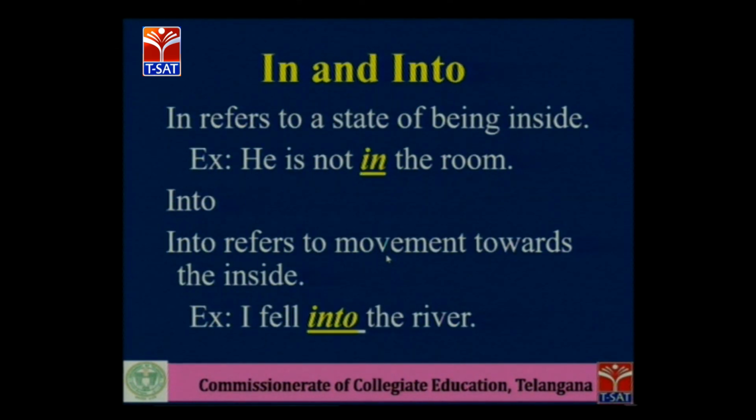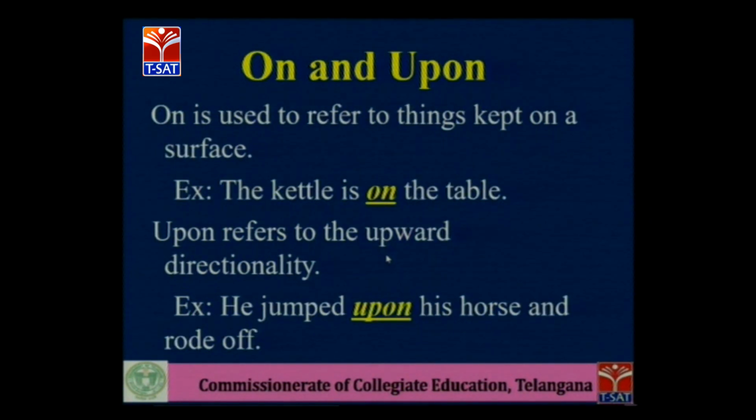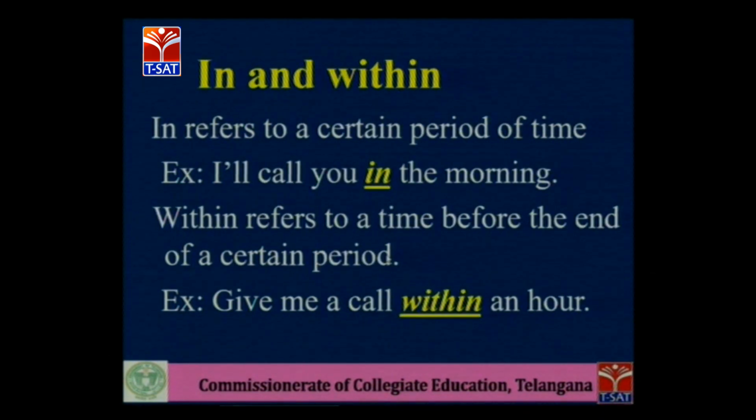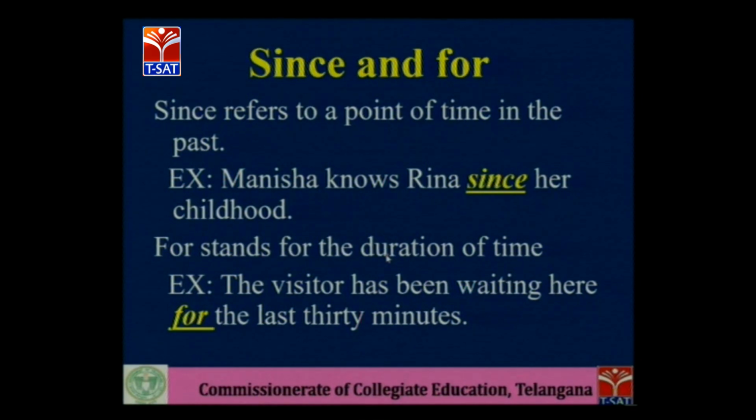And we use in and into, and into refers to a movement towards the inside. I fell into the river. And the next one, on and upon. We usually use upon, which refers to upward directionality. And the other commonly confused prepositions are in and within. As I told, in refers to a certain period of time and within refers to a time before the end of a certain period. And we use since, and since refers to a point of time in the past, and for stands for the duration of time. So these all are the common types of prepositions.